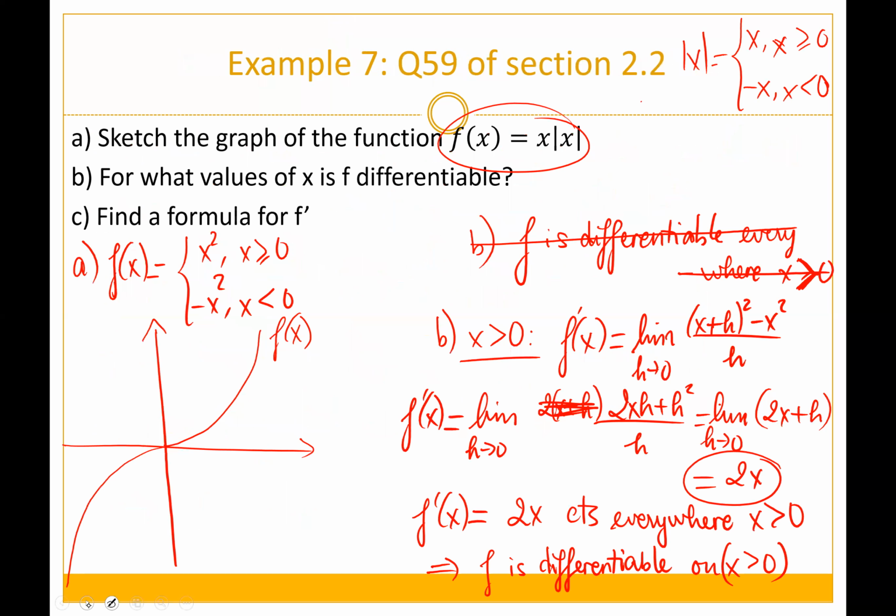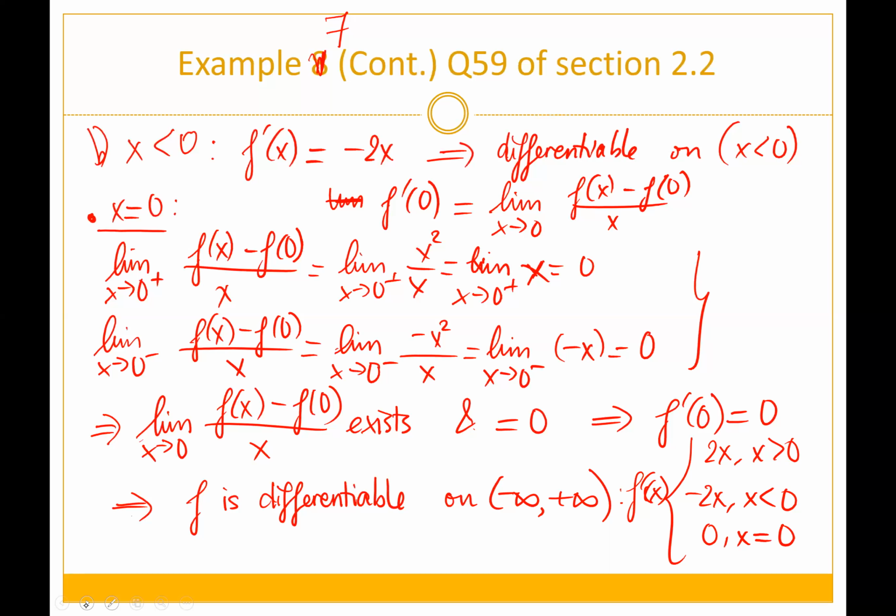Part C, find a formula for f prime, so that's what we already did. So this is part B and C at the same time.